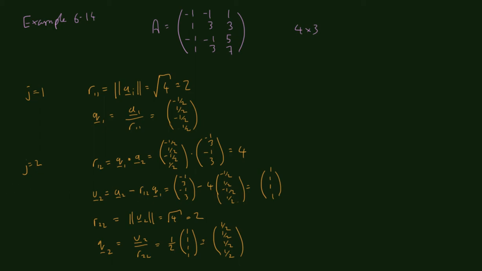Okay, so I'm going to move on to the third one. So this is for J equals 3. Okay, so we've got R13, and we also need to calculate R23. So R13 is going to be Q1.A3. Okay, so if you recall, Q1 was minus a half, minus a half, and 1/2. Hey, no, I didn't put the minus then. Good. That's dot product with the third column of A, which was 1, 3, 5, 7.